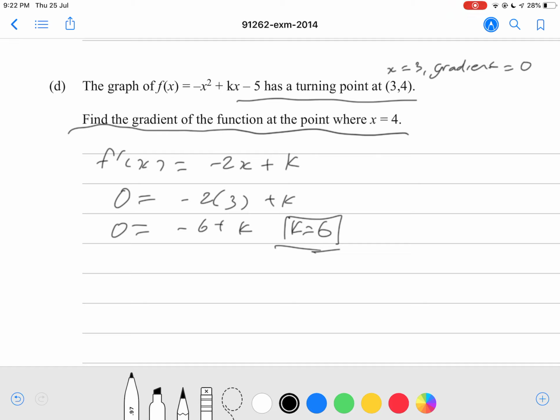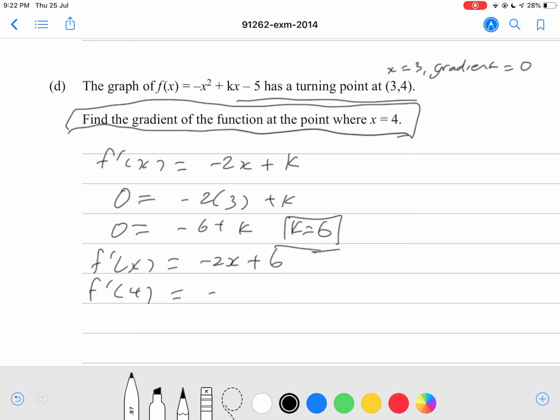So now we can rewrite our f dash of x. f dash of x equals negative 2x plus 6, okay? So that's our gradient function. And now we need to find the gradient at the point where x equals 4. So we substitute x equals 4. So f dash of 4 equals negative 8 plus 6, which equals negative 2.